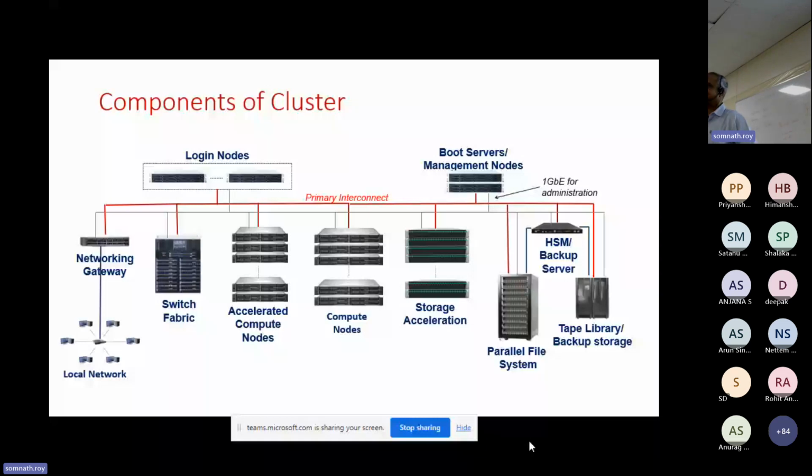Sir, is it necessary for login nodes and boot servers to connect? No, see, this is used purely for the management part. The system administrators are interested in this, and the users have access only to this. They cannot reach any other things here. It is explicitly stated in the job file that you create how the remaining elements should be used.